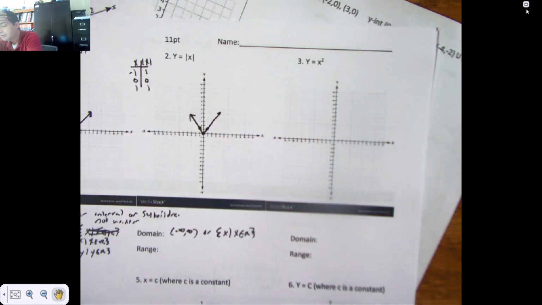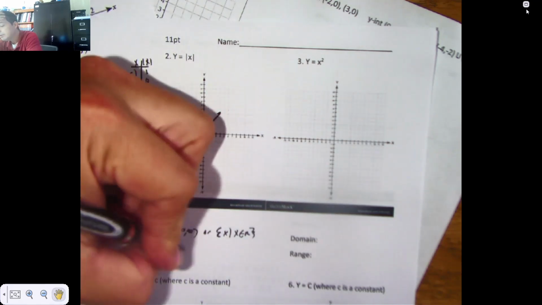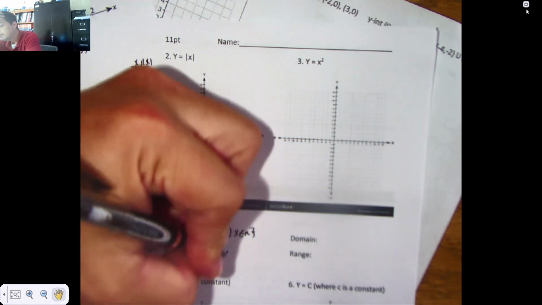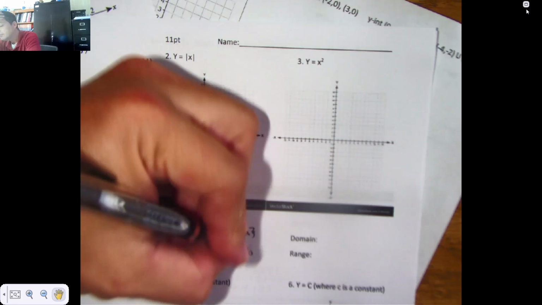The range of this mother function is from 0 to infinity because she rises forever, low value is 0, or all values of y such that y is greater than or equal to 0.